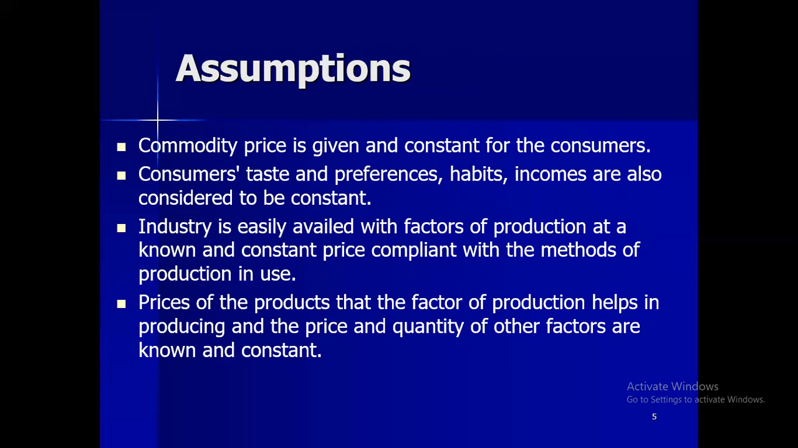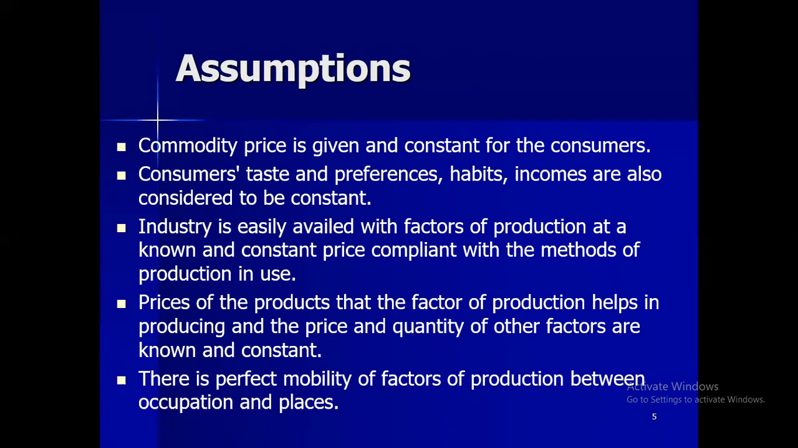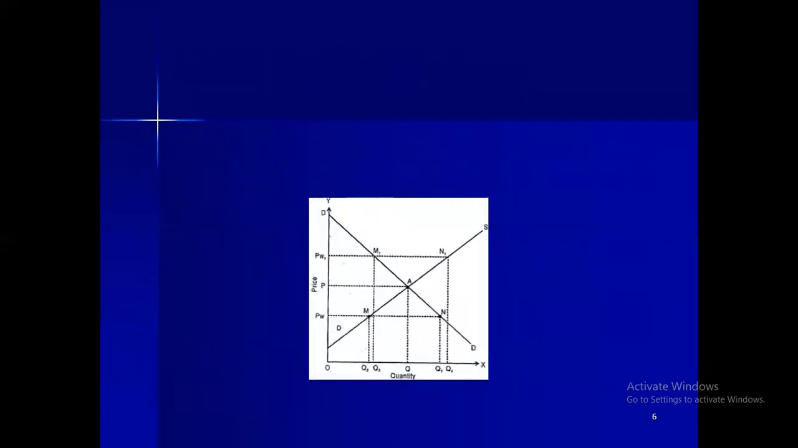Let's recall it. Factors of production are land, labor, capital, and entrepreneurship. These are constant for this analysis. Prices of the product are also constant. There is perfect mobility. I mean, factors of production can easily move from one place to another. There will be no geographical restrictions and boundaries. So factors of production can easily be mobile from one place to another, right?